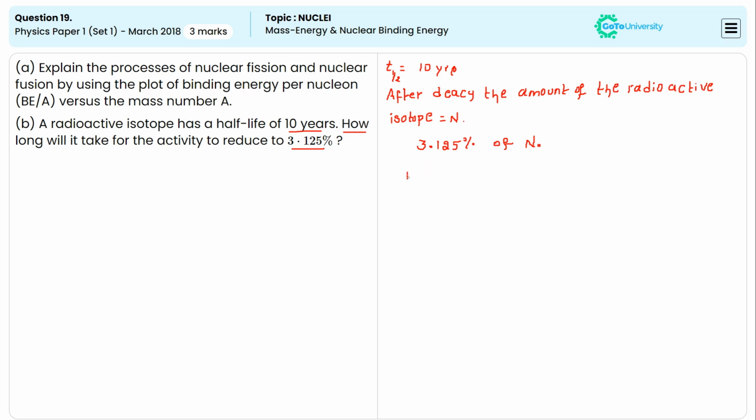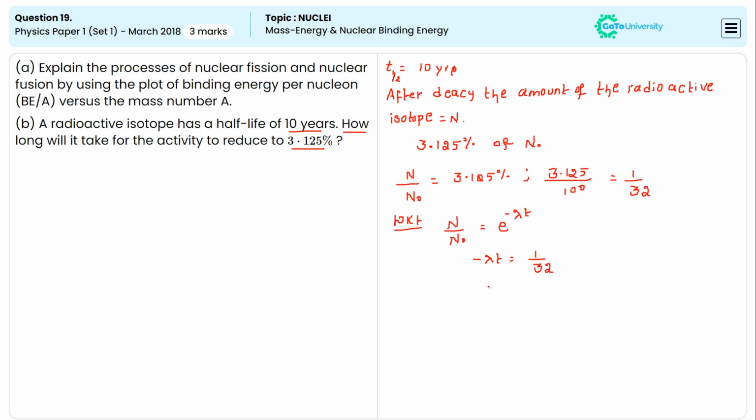Okay. Then N divided by N0 is equal to 3.125%. If I remove the percentage symbol, then it is divided by 100. Then this becomes 3.125 divided by 100, which is equal to 1 by 32. Then we also know that N divided by N0 is equal to e to the power of minus lambda t, where lambda is the decay constant and t is the time. Then e to the power of minus lambda t is equal to 1 by 32, because N by N0 is equal to 1 by 32.